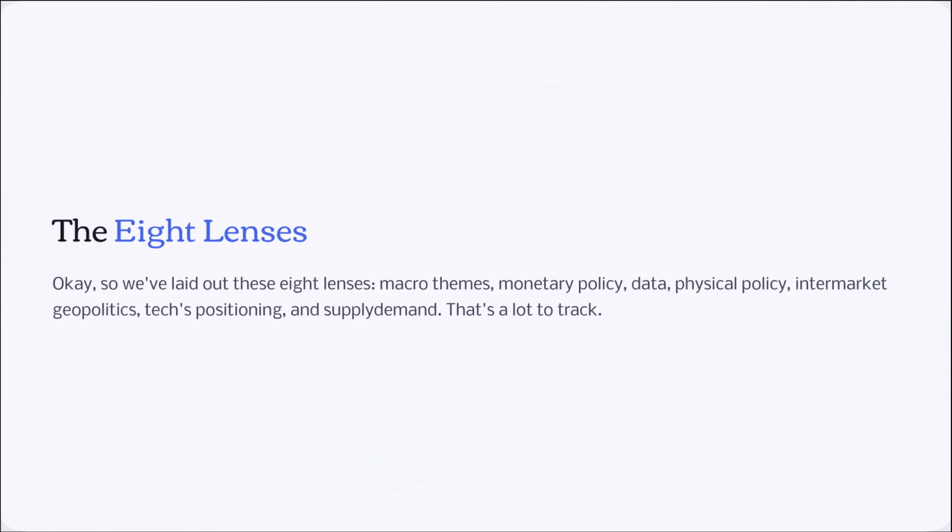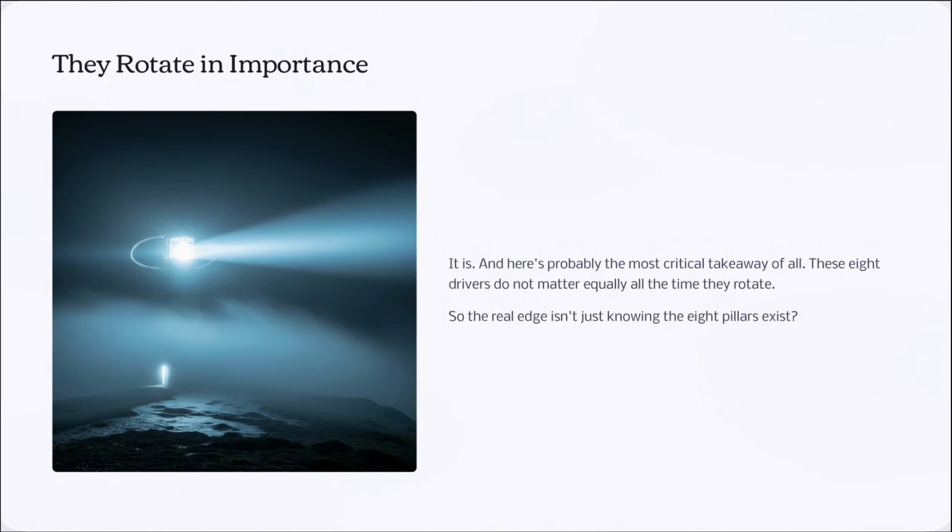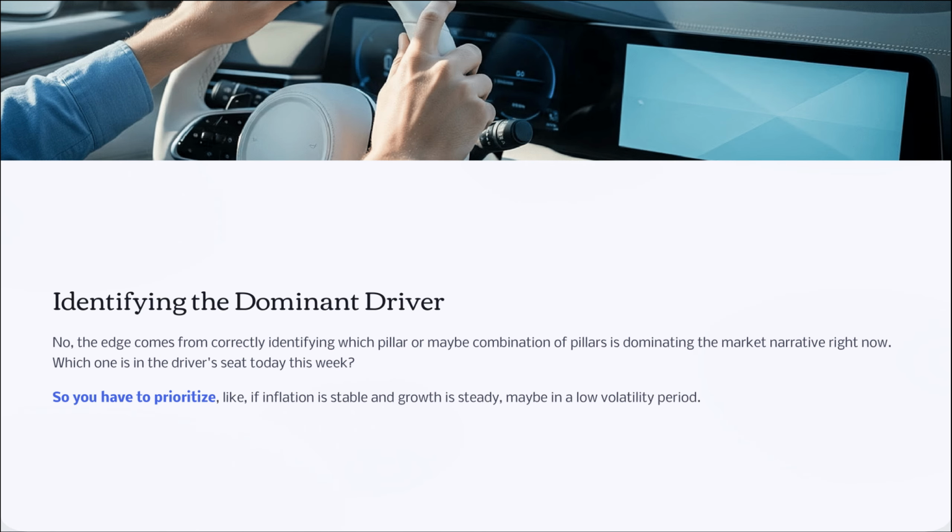Okay, so we've laid out these 8 lenses: macro themes, monetary policy, data, fiscal policy, intermarket, geopolitics, positioning, and supply and demand. That's a lot to track. It is, and here's probably the most critical takeaway of all. These 8 drivers do not matter equally all the time. They rotate. So the real edge isn't just knowing the 8 pillars exist. No, the edge comes from correctly identifying which pillar, or maybe combination of pillars, is dominating the market narrative right now. Which one is in the driver's seat today, this week?